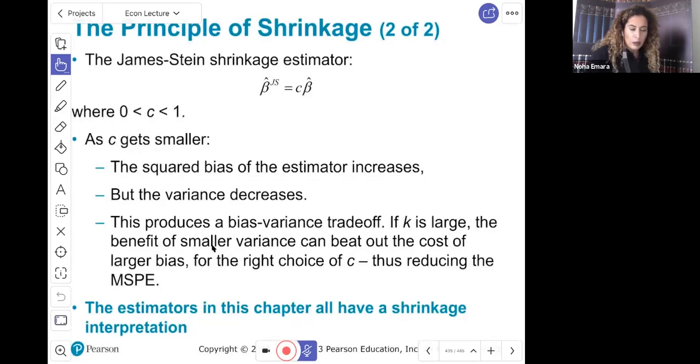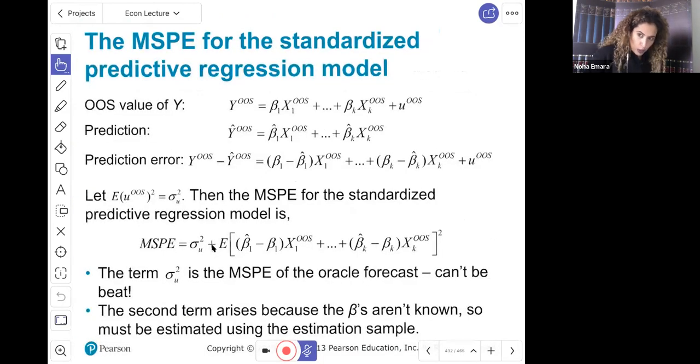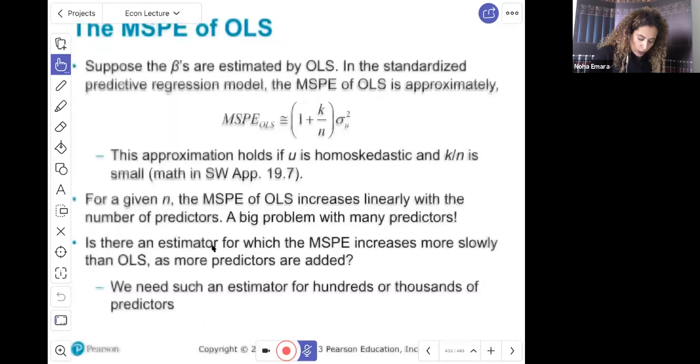So this slide talks about the trade-off that I just mentioned. If I have this C, which goes from 0 to 1, and if this C gets smaller, the squared bias... what is the squared bias? Go back here. This is the squared bias, the square bracket that you see here, in the mean squared predicted error. We have everything squared, a square bracket and then the power 2. So this is called the bias squared.